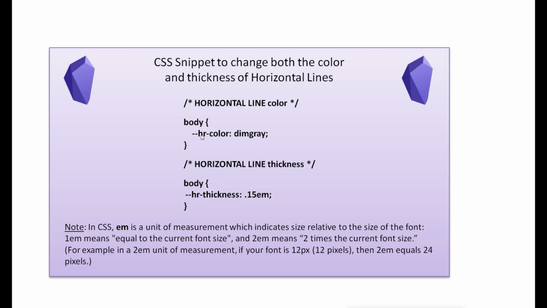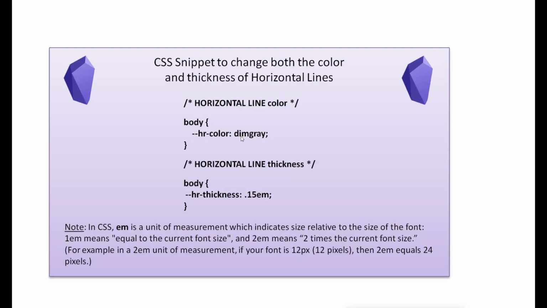HR stands for horizontal rule. Notice I put a comment for each style rule. Again, this is for human consumption. Horizontal line color and horizontal line thickness. You see the familiar structure? I've got my selector, body in each case, the open and close brackets. The property for the color of a horizontal line in Obsidian is HR-color. All the hyphens, by the way, are important here. So technically it's -HR-color.